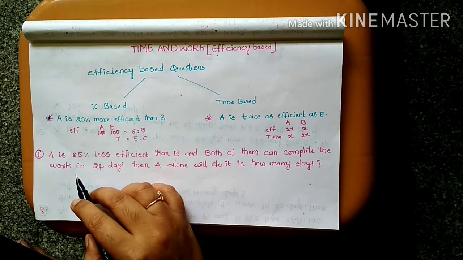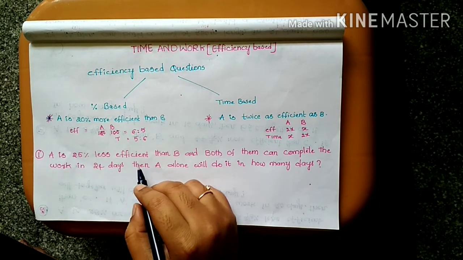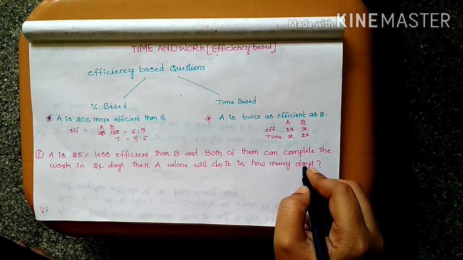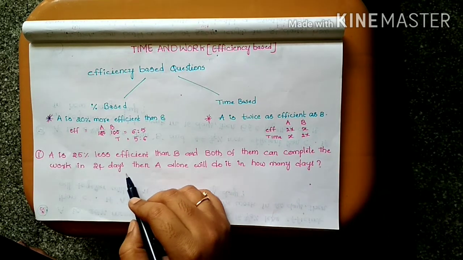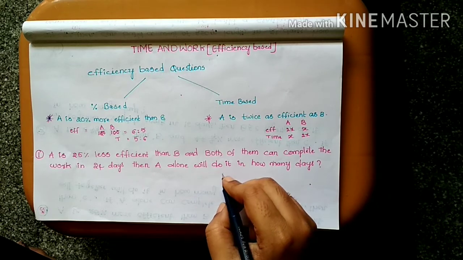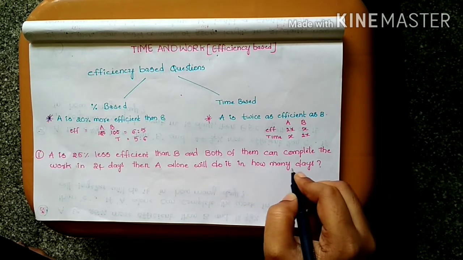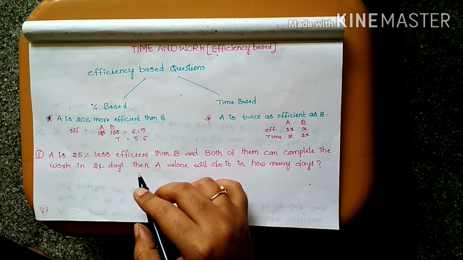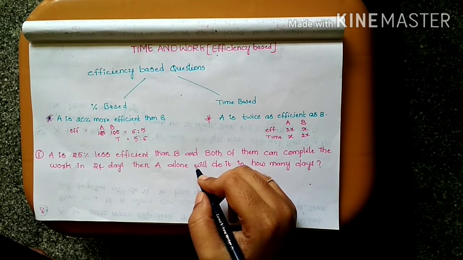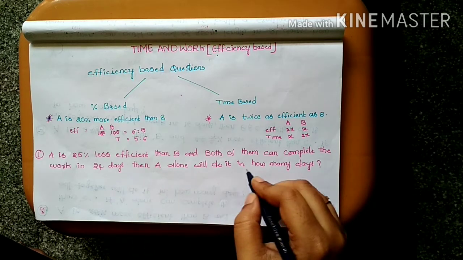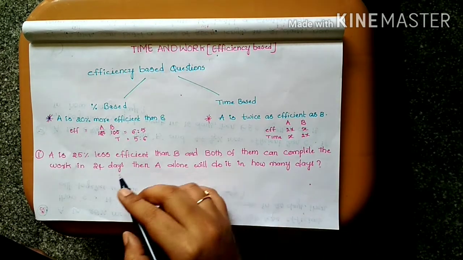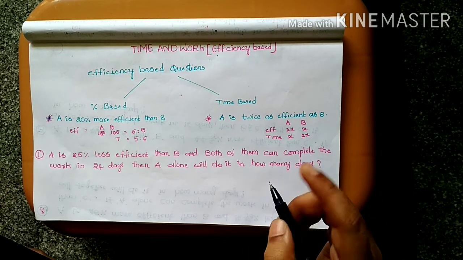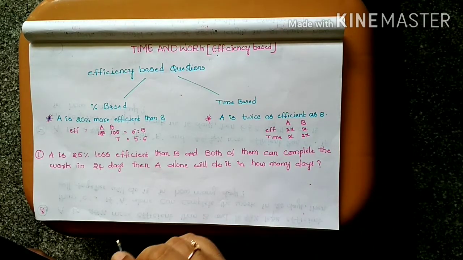First question: A is 25% less efficient than B and both of them can complete the work in 24 days. Then A alone will do it in how many days? Here A is 25% less efficient than B. Suppose B is 100, A is 75. A and B work together in 24 days. Then how many days will A alone take to do the work?